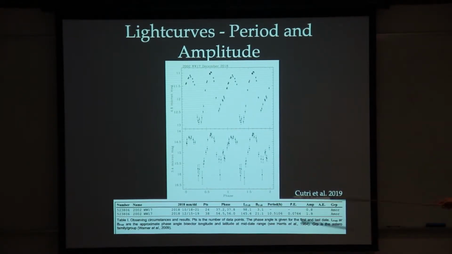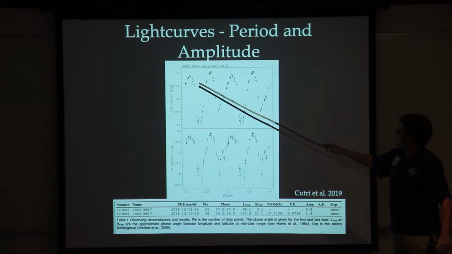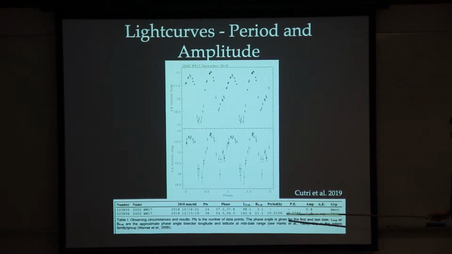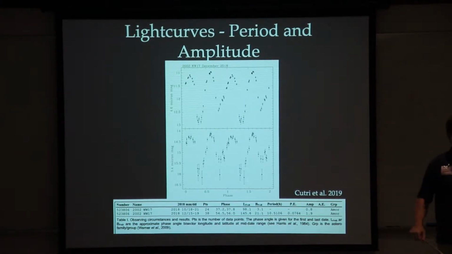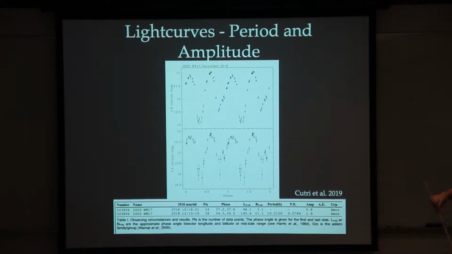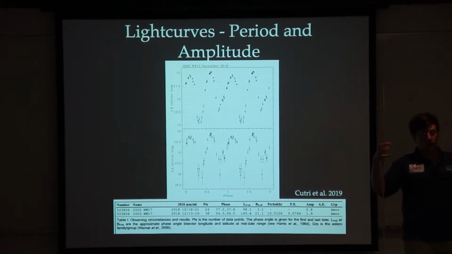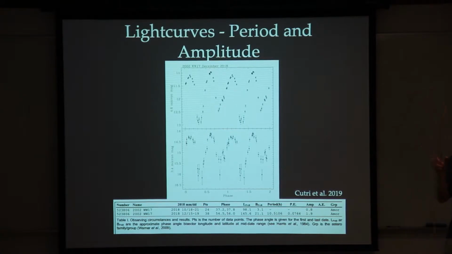And so this is an object that we saw with WISE, and so it happened to follow us around for quite a while, and so we're able to get an amplitude of nearly 2 magnitudes. So remember, magnitude is a factor of 2.5 in flux, so you're talking about a factor of 5 in flux right here. So the axial ratio of this object has to be fairly significant. So it's either a very elongated body or a binary body, probably. We're also getting a period of around 10 hours for this one.